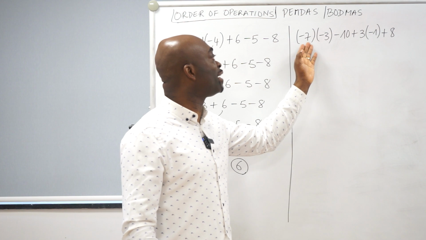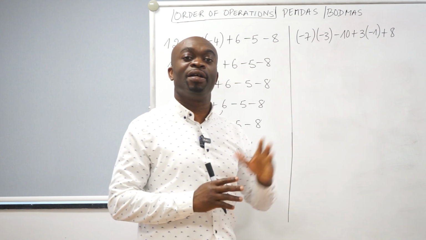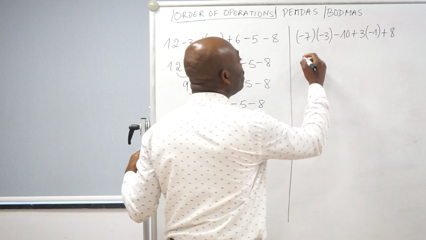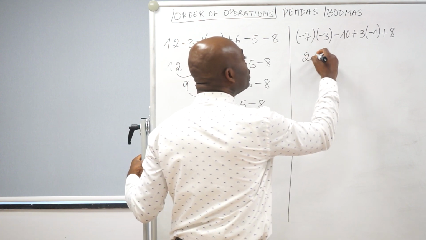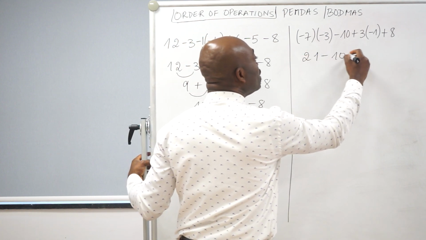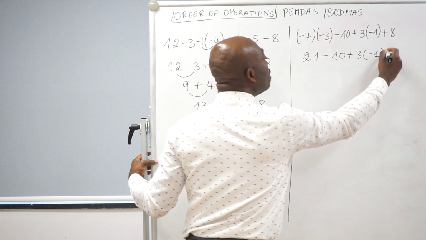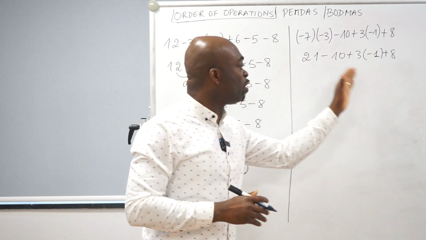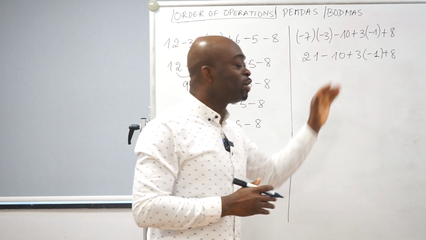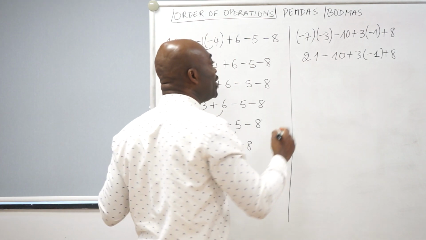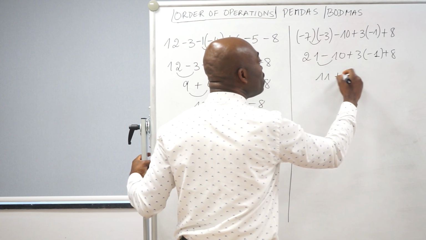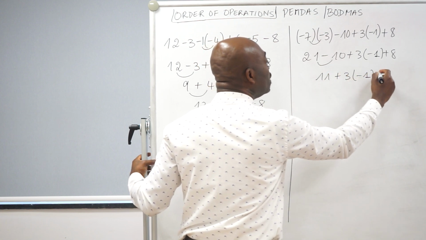But you gotta follow the rules. So we go -7 times -3. Negative times negative is a positive. So this one will give us positive 21, right? Then we have -10 plus 3 times -1 plus 8. All right? And then again, we're going from the left to the right. So 21 minus 10 is going to give us what? 11. So this one is 11 plus 3 times -1 plus 8.